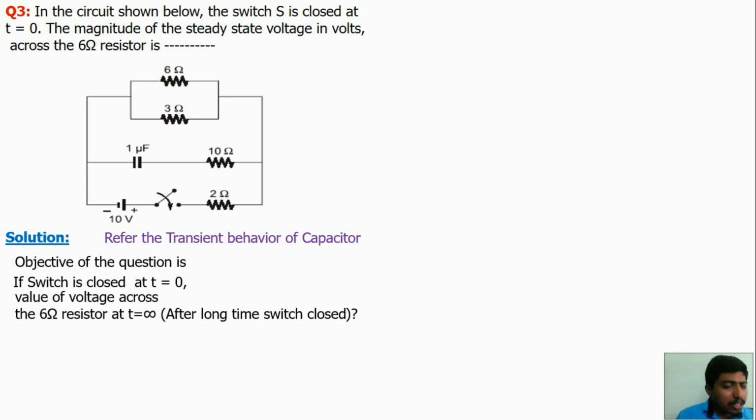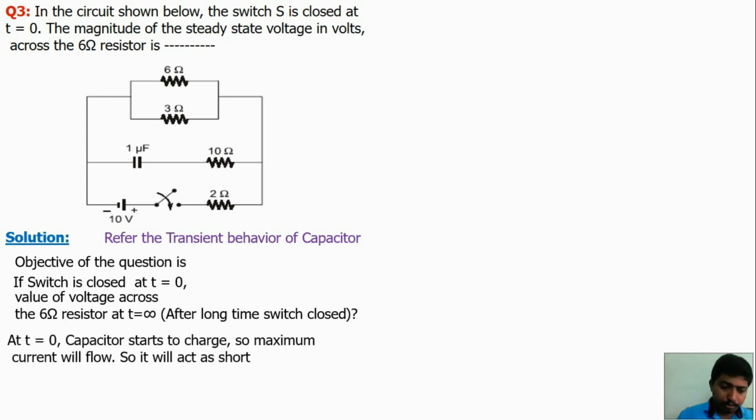Similarly, the capacitor also starts to charge. So maximum current will flow at the time the switch is closed. So it will act as a short circuit because maximum current flows. After a long time of the switch closed, what will happen?